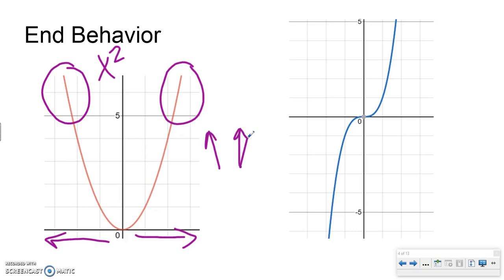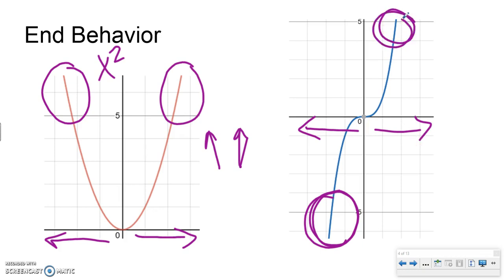Here, as x approaches negative infinity, my end behavior is going down, and as x approaches positive values, my graph is going up. So in this case, it's going to fall to the left and rise to the right. We're going to talk more about how to identify that in a second.